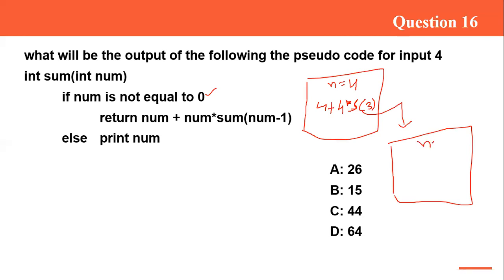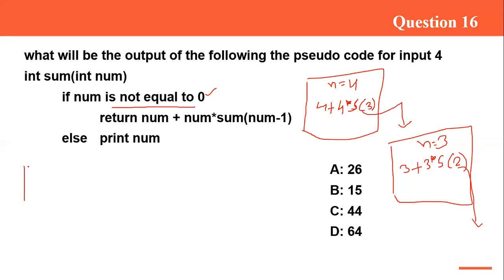Here, the n value is 3. Now observe. This is the same function, but it's a copy of it, not the original one. We are creating another copy. In that copy, the n value is 3. Again we check: 3 not equal to 0. Is it true? Yes, it enters inside. In that, we write return 3 plus 3 into sum of 3 minus 1, which means sum of 2. So again, it will call 2. I'm just writing this on this side, okay?